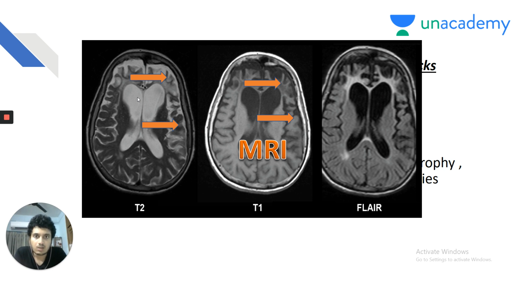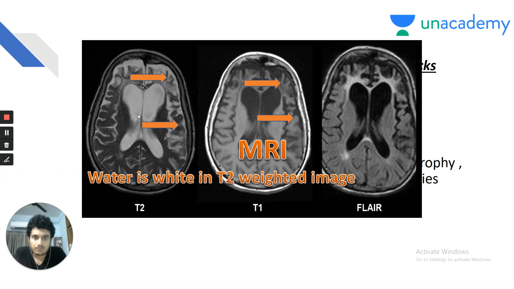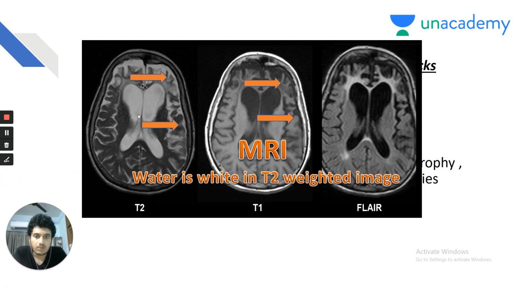Water is white in T2 weighted image. So this is characteristically T2 weighted image where you can see the CSF as bright white, whereas here the CSF is dark. So water is white in T2 weighted image. So this is classical to represent this. My dear friends, water is white in T2 weighted image and white matter is white in T1 weighted image. White matter is white. These are the white matter fibers. The white matter is white in T1 weighted image. Water is white in T2 weighted image.